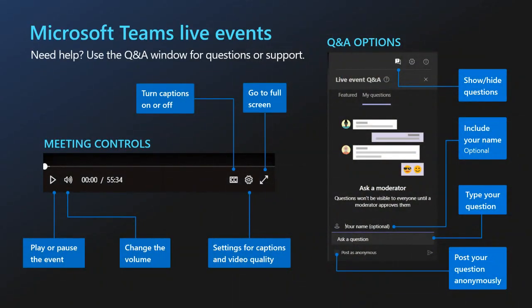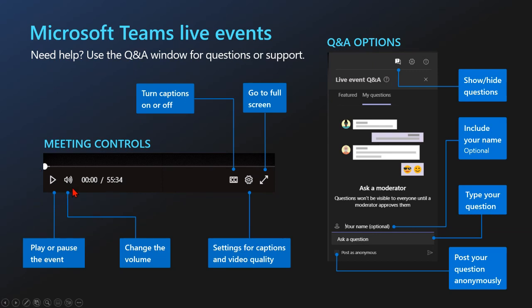Now, before we begin, I want to go over some very important meeting controls. Here you notice that you have the play and pause icon. So if you need to pause the event for any reason, maybe go and get a drink of water, you can come back and play right where you left off. This session is going to be recorded, and you'll be able to access this recording for 90 days using the same link that you used to join us today.